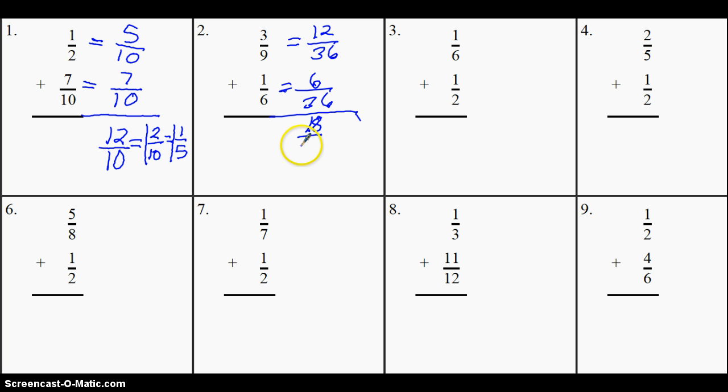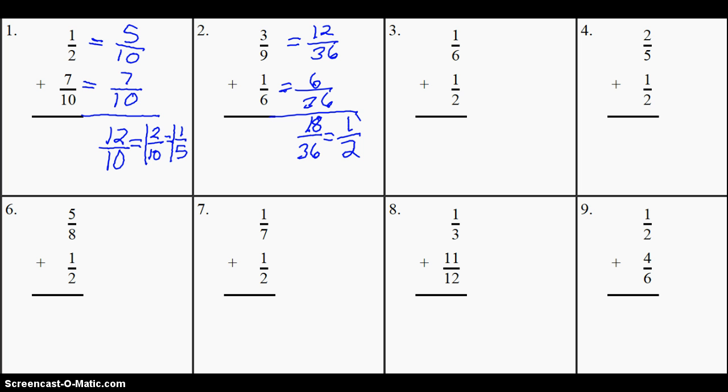And then my denominator, I'm not going to say 36 plus 36 gives me 72. We don't do that. We just simply write down 36. We just write down the denominator. We don't add the denominator. We only add the numerators. Now 18 over 36, I need to simplify that down. And I know that the greatest common factor of 18 and 36 is 18. I know that 18 will go into 18 one time, and I know 18 will go into 36 two times. So 3/9 plus 1/6 equals 1/2.